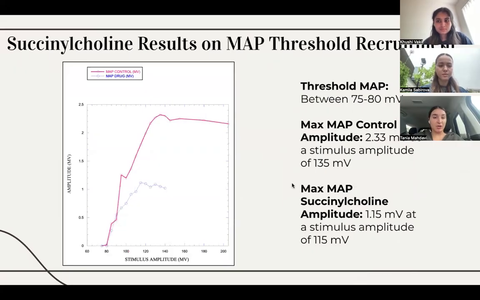And then again here, the figure on the left displays the MAP amplitudes following no addition of the drug, and then when the succinylcholine was added onto the gastrocnemius muscle. According to the figure, the threshold for the MAP recruitment was between 75 and 80 millivolts for both the control and the drug. However, there is a significant decrease in the MAP amplitude following the addition of the succinylcholine onto the muscle. For the control, the max amplitude for the MAP was 2.33 millivolts and was reached after a 135 millivolt stimulus amplitude. On the other hand, the max amplitude for the MAP with succinylcholine present was 1.15 millivolts after a stimulus amplitude of 115 millivolts, which is a significant decrease compared to the control.